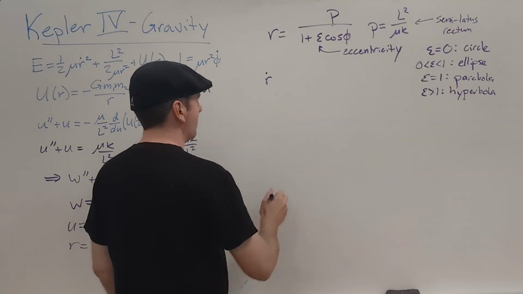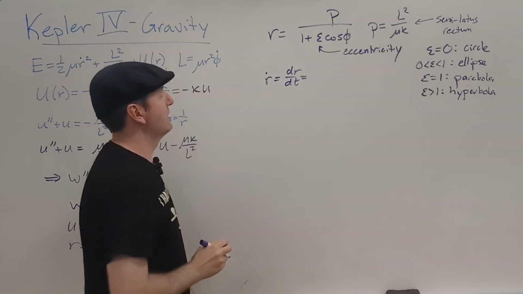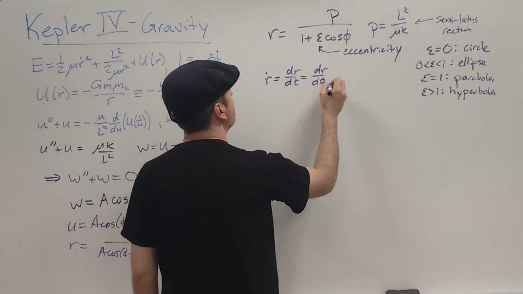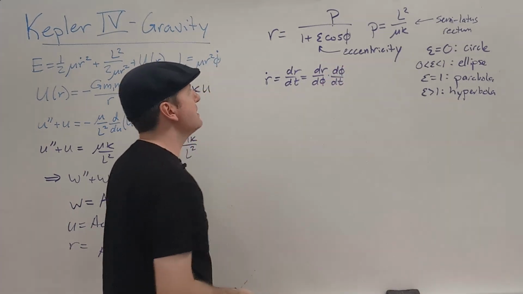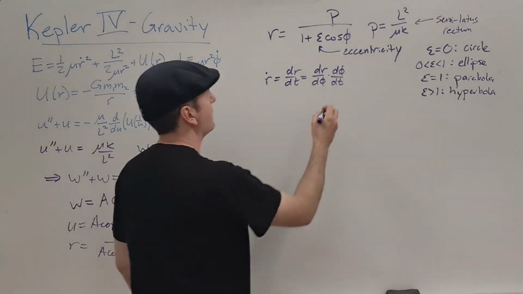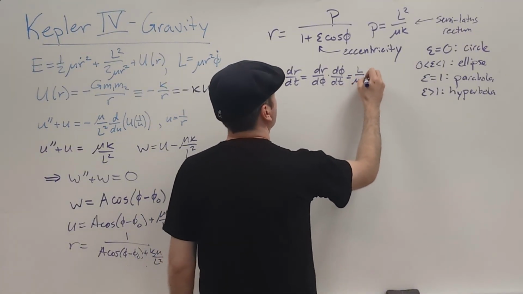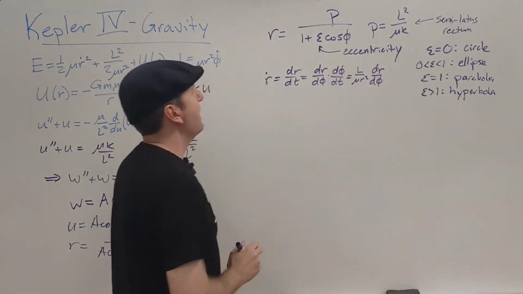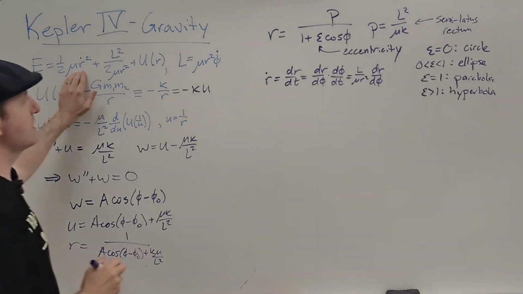R dot, which is dr dt, of course, can be expanded out using the chain rule as dr d phi times d phi dt. But of course, d phi dt is phi dot, and we do have a way of expressing phi dot in terms of L and r. So this will be L over mu r squared times dr d phi. And now I can take that and plug it in directly for my r dot here. So let's see what that looks like.